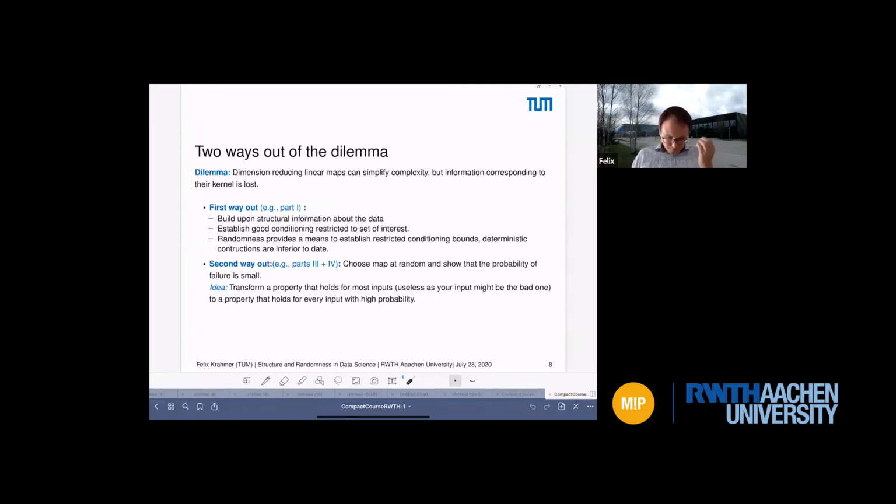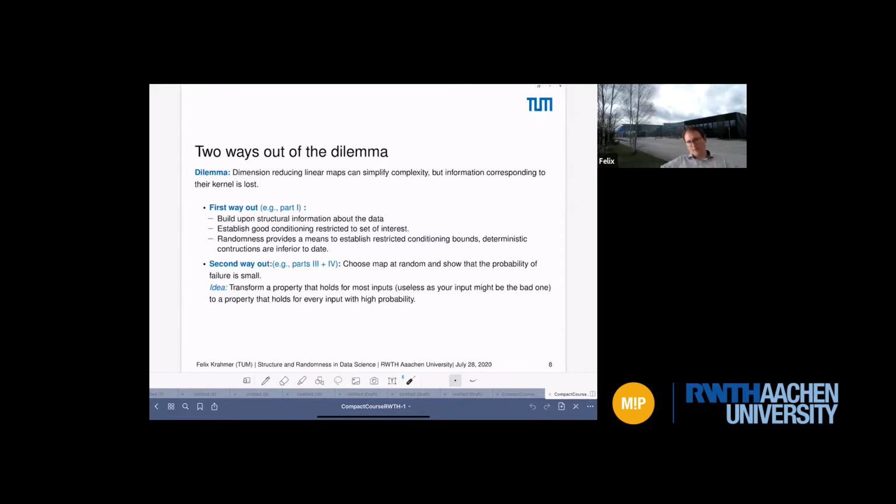So that's why the randomness has the role of transforming the problem. We had a property that holds for most inputs. That is probably true for most dimension-reducing maps. The chance of landing in your kernel is very, very small, right? The kernel is a low-dimensional space, so most of the vectors will not be in the kernel. Whatever most means, because we don't have a measure on the space a priori, but visually, I think it makes sense. It holds for most inputs, but that's useless. If your input is just a bad one, then it doesn't help.